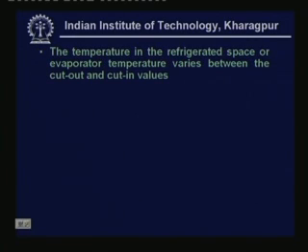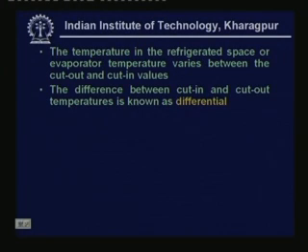So what happens because of this? Because of this, you find that the temperature in the refrigerated space or evaporator temperature varies between the cutout and cut-in values. So the temperature does not remain constant. In fact, if you look at any air conditioned space or refrigerator, you always find that the temperature continuously fluctuates between the cutout and cut-in values. And the difference between cut-in and cutout temperature is known as the differential of the thermostat. Cut-in temperature is higher than the cutout temperature, and this difference is known as differential.